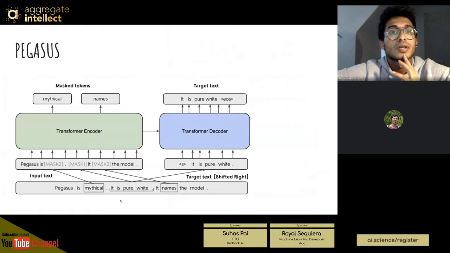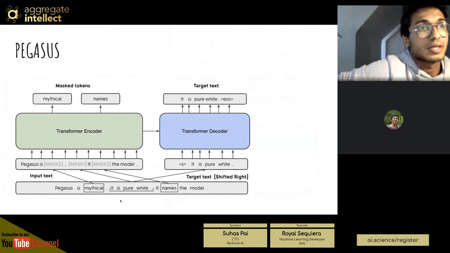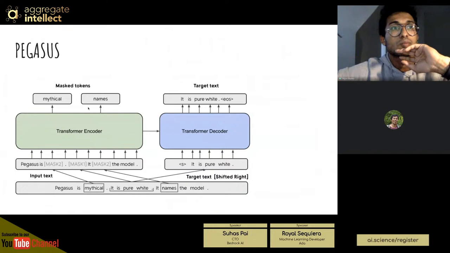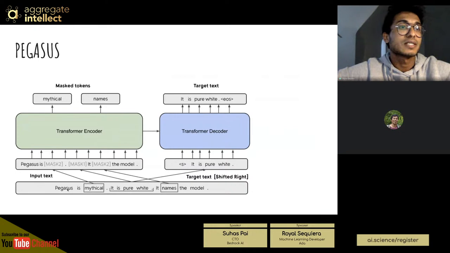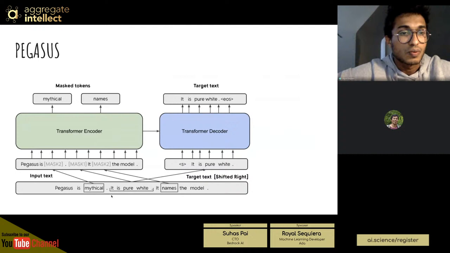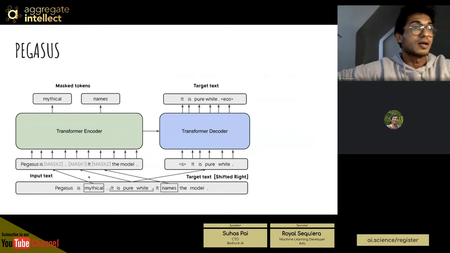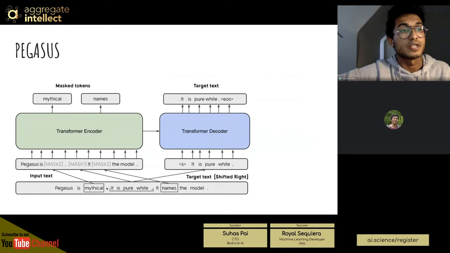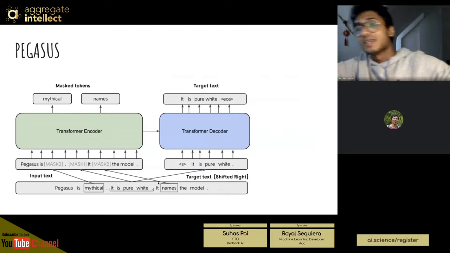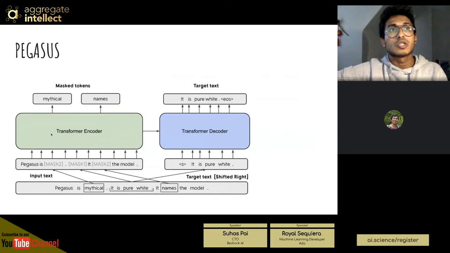So this is the architecture as presented in the paper. You see on the left-hand side, this is the general transformer, BERT-like transformer, let's say. Here, the input sequence is "Pegasus is mythical, it is pure white," and so on. First, some sentences are masked. Here, "it is pure white" is masked, and it is represented by MASK1. That represents a sentence mask, after which some of the tokens are randomly masked. In "Pegasus is mythical," the token "mythical" is masked here, and in "it names the model," "names" is masked here. So the masked language model, historically, predicts the masked tokens, whereas the transformer decoder predicts the target text that was originally masked. So that's the gap sentence generation.